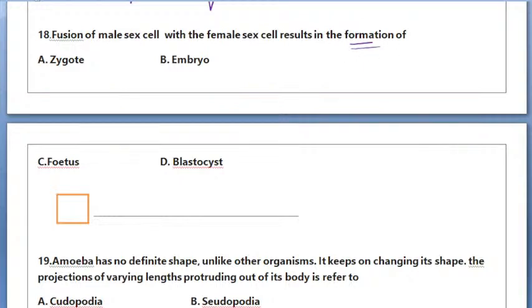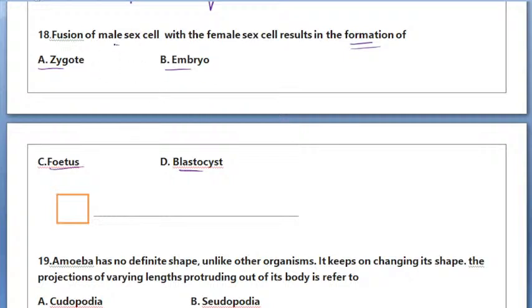The next question: fusion of a male sex cell with a female sex cell results in the formation of what? Options are zygote, embryo, fetus and blastocyst. Now who will give the right answer for this? The first answer is given by Hamid, but it's not right. Let me tell you the answer. Okay, again you have given the right answer.